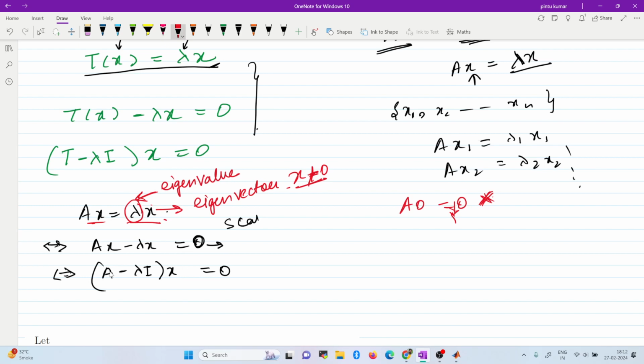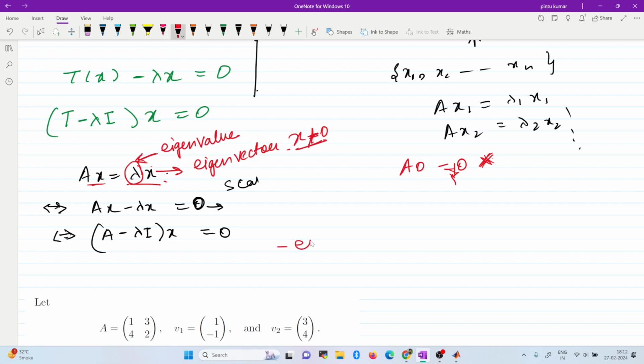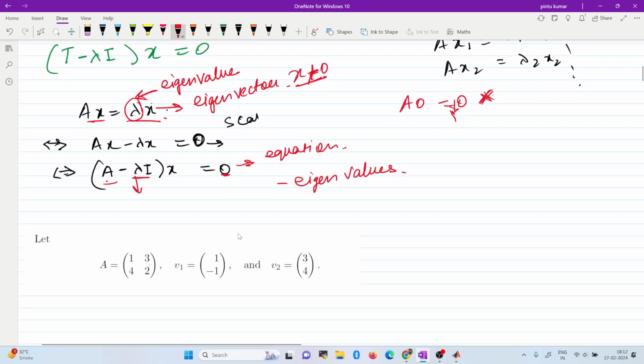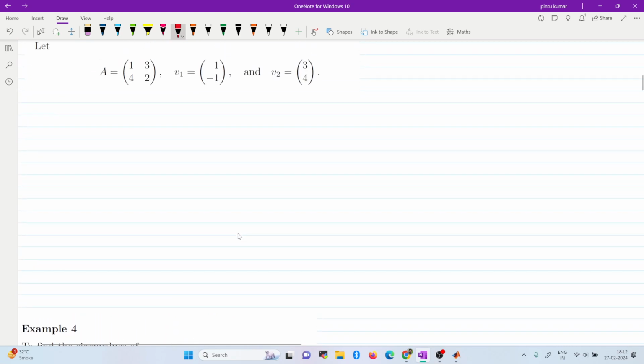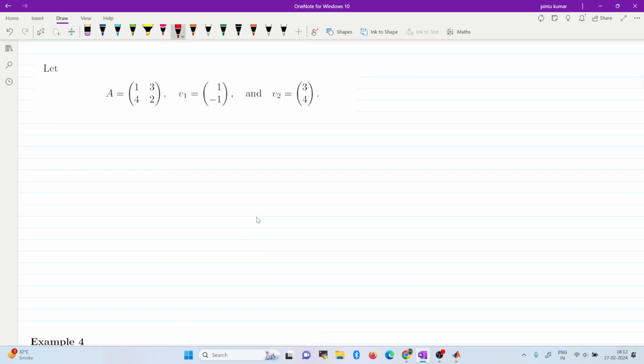And how do we find it? We just took lambda x to this side. So the first step would be to find eigenvalues. We find eigenvalues by this system of equations. We want to find all the solutions of lambda such that A minus lambda I times x is equal to 0. Then we'll find eigenvectors accordingly. So let's do a very simple example, then we'll see a complete example of finding eigenvalues and eigenvectors.